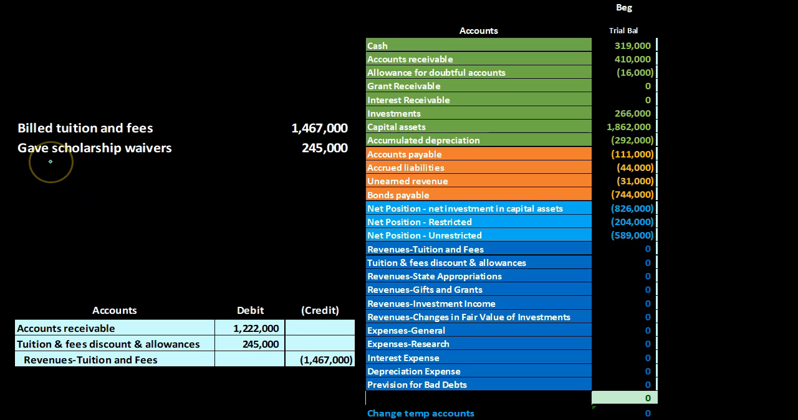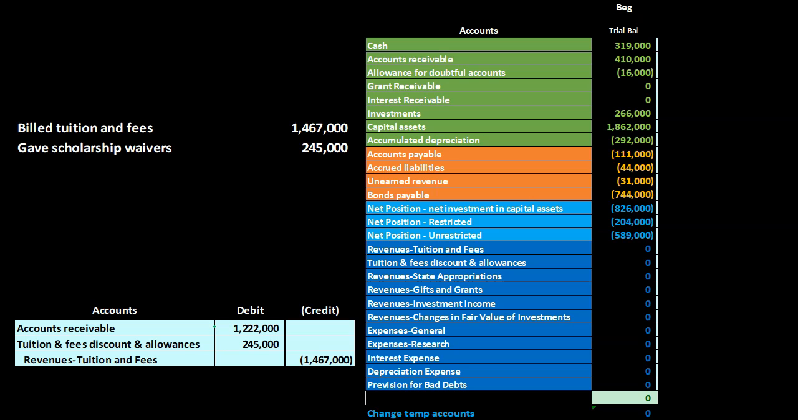So we're going to have the billed tuition and fees. This is going to be similar to if we were to invoice, say, customers in a for-profit type of organization. If we billed them, we haven't got the money yet. Therefore, the asset's going to be an increase of the receivable. We will be tracking the receivable. The other side typically goes into some type of revenue account, which we're going to call here the tuition revenue, revenues, tuition, and fees. So we have the debit to the receivables.